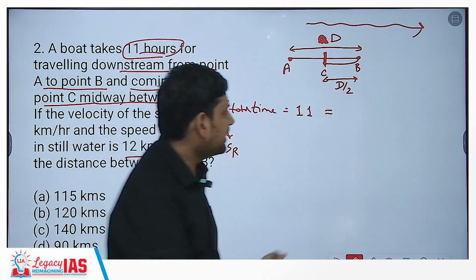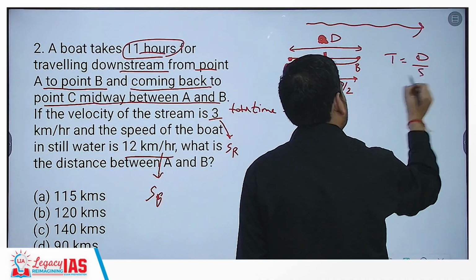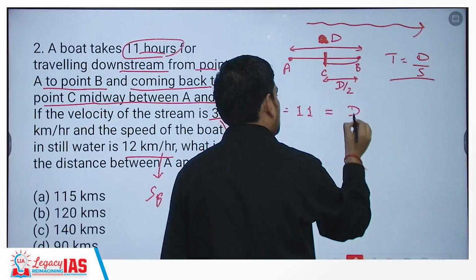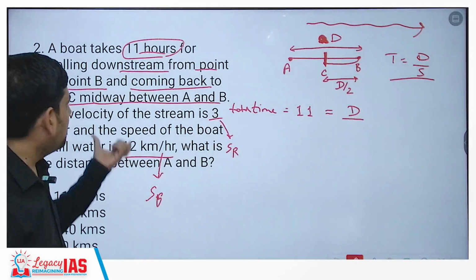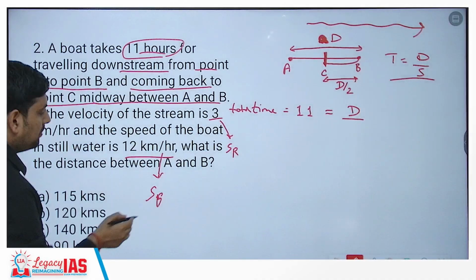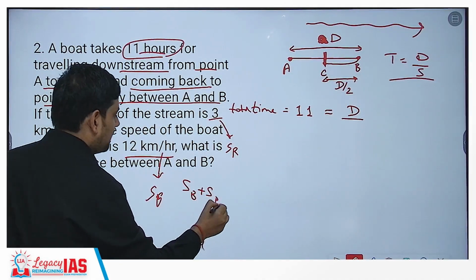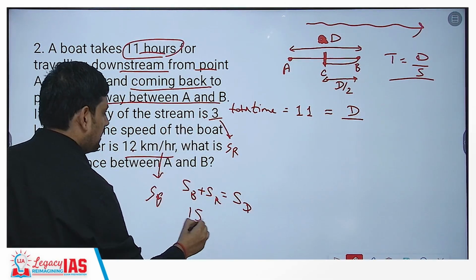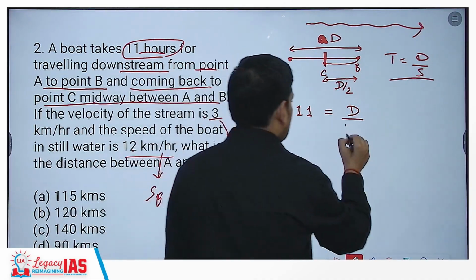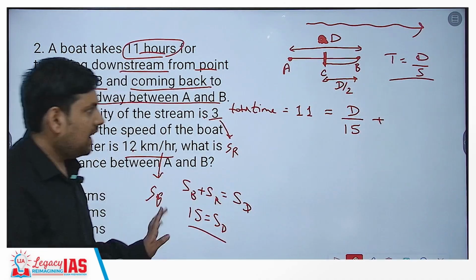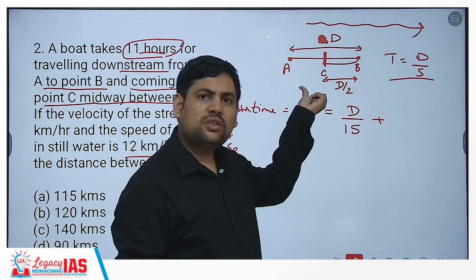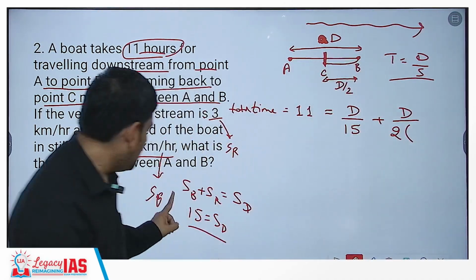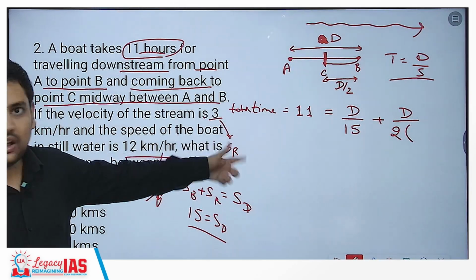So total time is equal to 11 hours. Now this will be equal to what? Time is equal to distance upon speed for both the journeys. So from A to B, what is the distance? Distance is d. What is the speed? Because it is going downstream first, speed will be speed of boat plus speed of river. This is speed while going downstream. So this is 12 plus 3, that is 15. So d divided by 15 plus the other, going upstream, it is only traveling d by 2 distance. So let's write d by 2. Now what is the speed? It will be the difference between the two, that is 12 minus 3, that is 9.